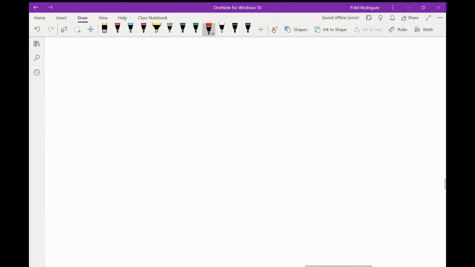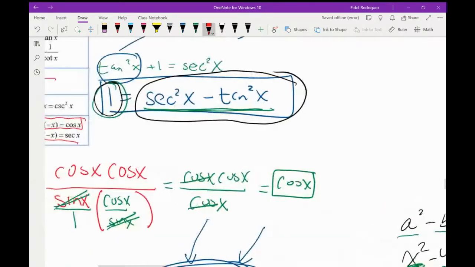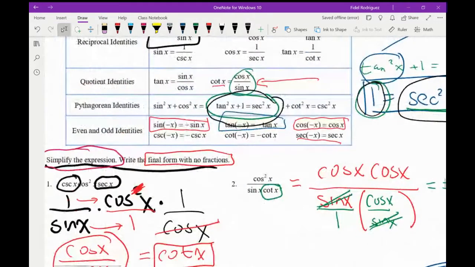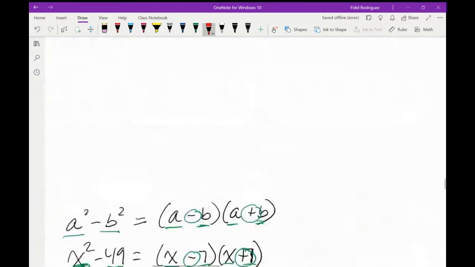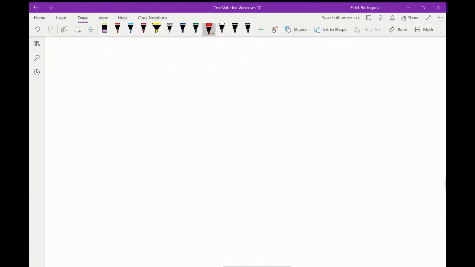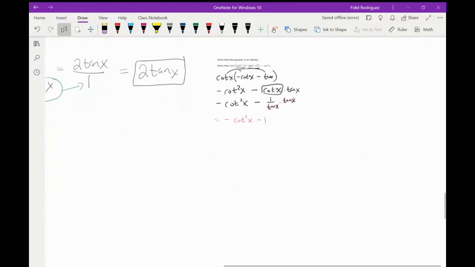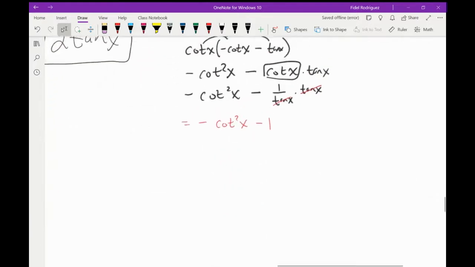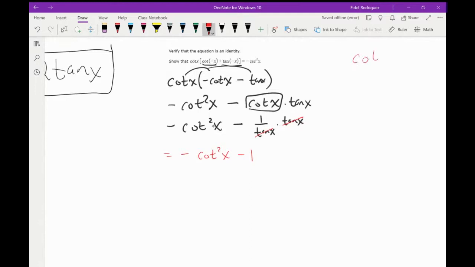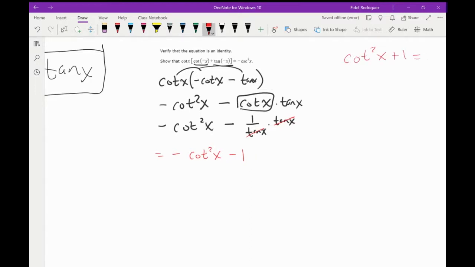And then from here I would come back and say, look, I've got to have an identity somewhere. Let's see if I can find it. Here we go. Do I have any Pythagorean identities that involve the cotangent? One plus the cotangent squared of x is equal to the cosecant squared of x. Okay. So now let's see, I can find where I was. Yeah, I lost it already. Okay, here we go. And our identity was something like cotangent squared x plus one.